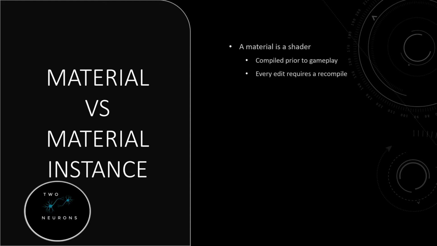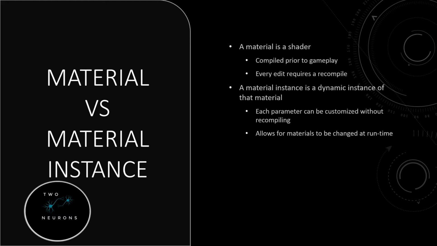On the other hand, we have material instances. And a material instance is a dynamic instance of that material. And we can edit the parameters that we've created in the material. So when we make a material and you make a parameter, those are things you can edit in the material instance without needing to recompile. It also allows for us to change the material at runtime. And we use material and material instances together for master and implemented materials.